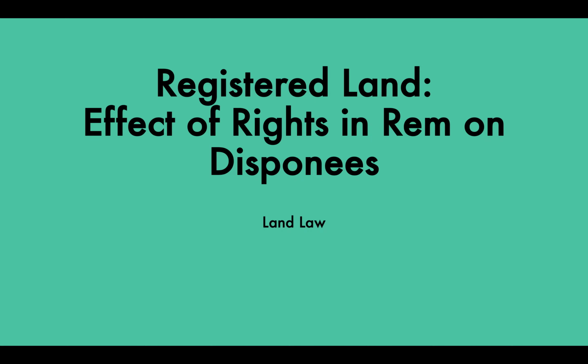In this video, we're going to be continuing our discussion about registered land. We've had a look at the land register and what we could find on the land register, and in particular, how we can protect our interests on the land register through registrable dispositions. In this video, we're going to be looking at the effect of rights in rem on disponees. This covers not only the transferee of the freehold, but also individuals who take rights smaller than the freehold over a registered estate. For example, that might be a lease, a charge, or an easement.